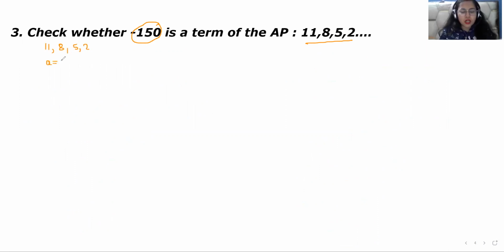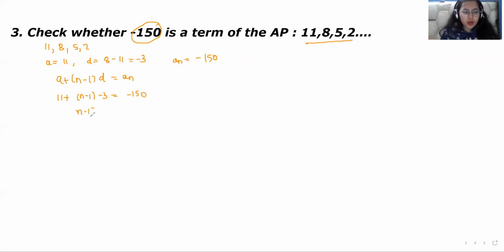So what is A? A is 11. D is A2 minus A1, term 2 minus term 1, 8 minus 11, that is minus 3. Now An is the last term, that is minus 150. We have to check whether it exists in this AP or not. So what we have is A plus n minus 1 into D is equal to An. A is 11, D is minus 3, and An is minus 150.